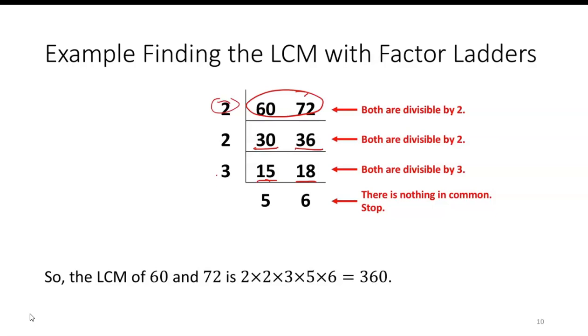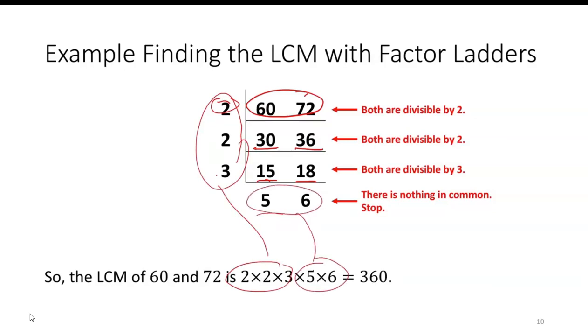6. So if I take these 3 numbers, the 2 times 2 times 3, and then the remaining 5 and 6, I multiply them all together, 2 times 2 times 3 times 5 times 6, I get 360. That's the least common multiple of 60 and 72.